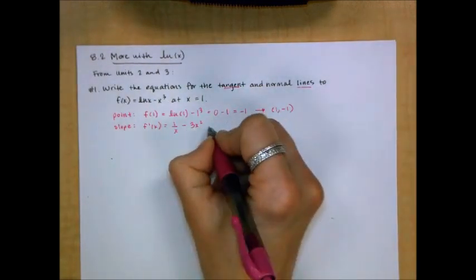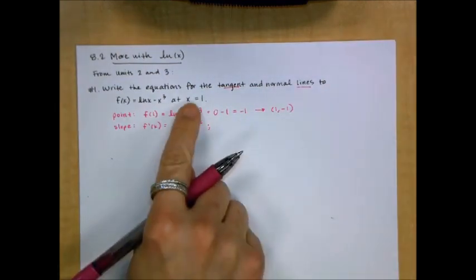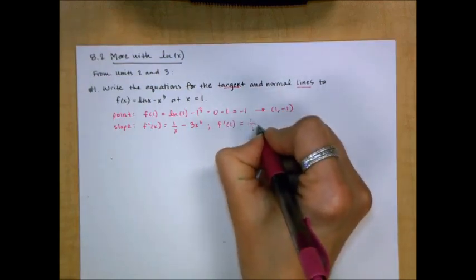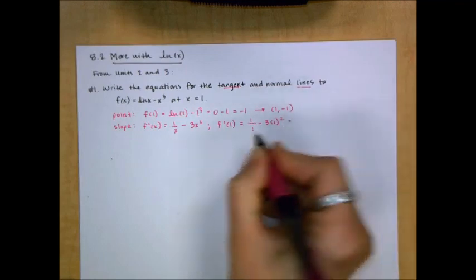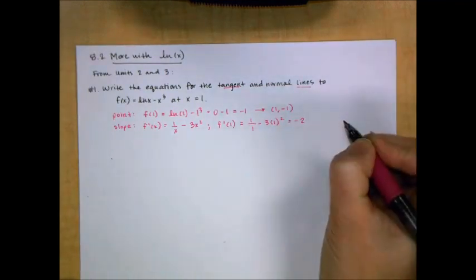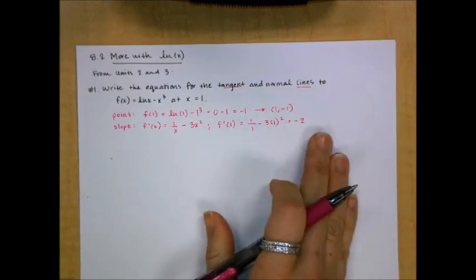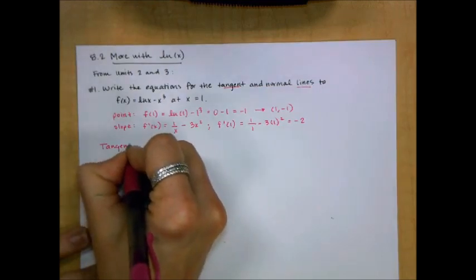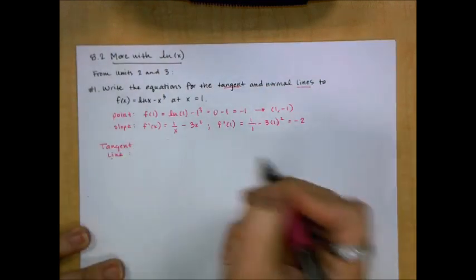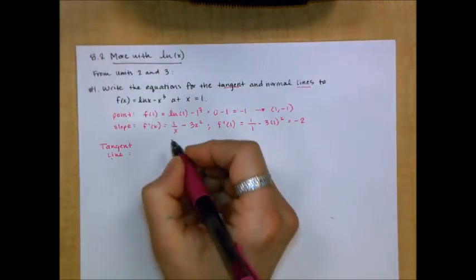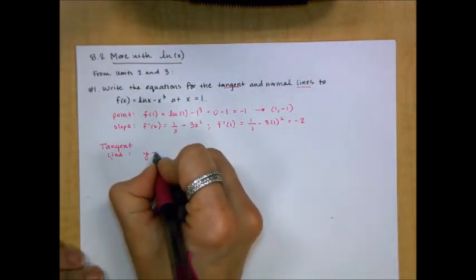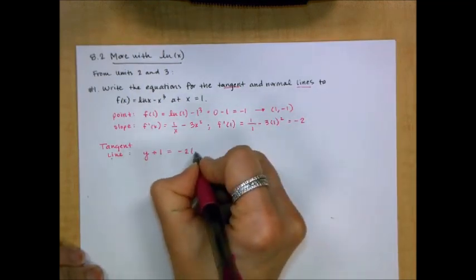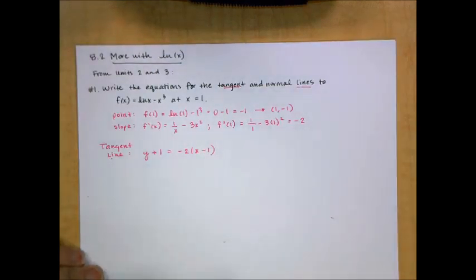From here, we want to evaluate our derivative at x equals 1. So f prime of 1 is 1 divided by 1 minus 3 times 1 squared, which is 1 minus 3, or negative 2. Now that we have our point and slope, we can write the equation for our tangent line. All right, so we'll use our point slope formula to write the equation. We want to do y minus our y coordinate, negative 1, is equal to the slope times x minus the x coordinate. So we have our tangent line.